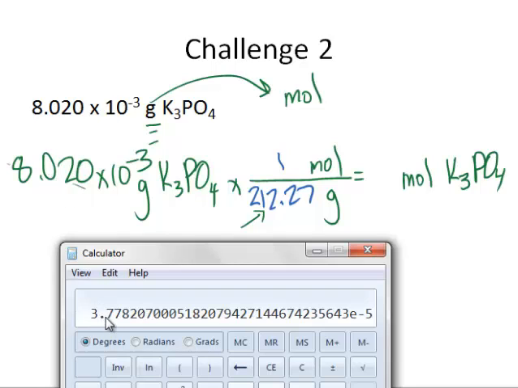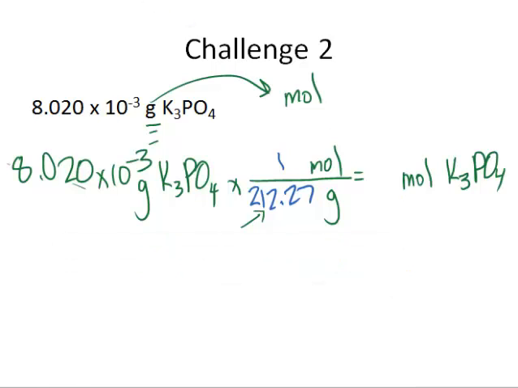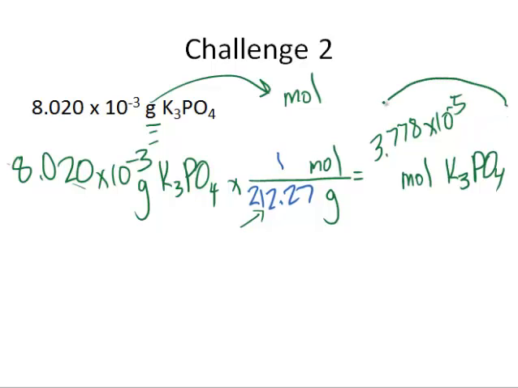So you write 3.778 times 10 to the negative 5. Again, 4 digits. So this 2 rounds down. So it's 3.778 times 10 to the negative 5. And there's your answer.